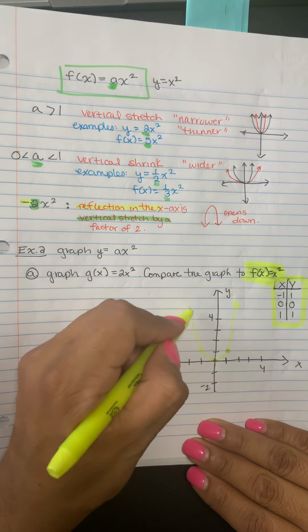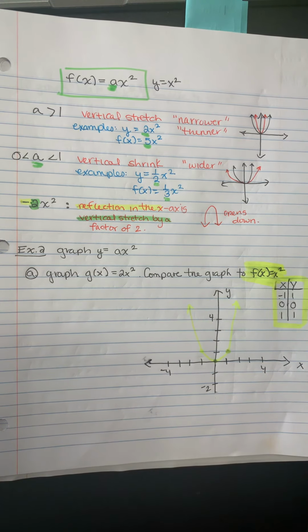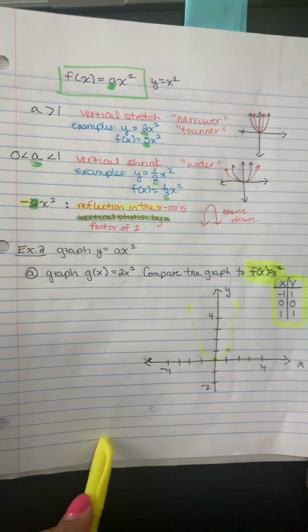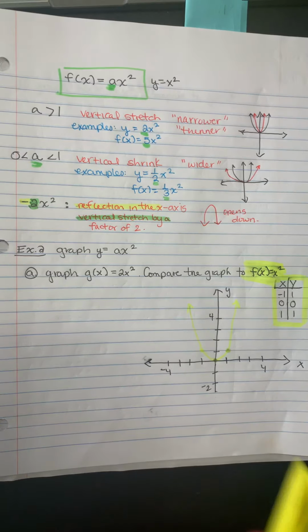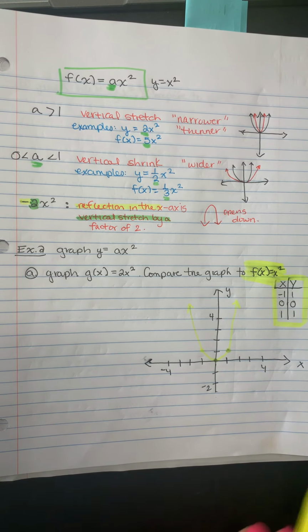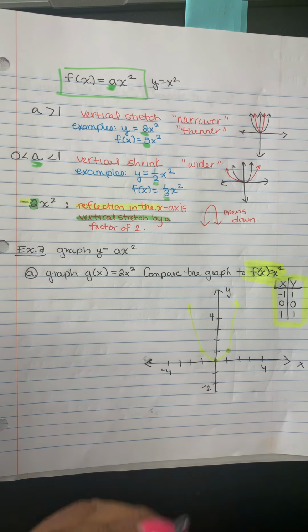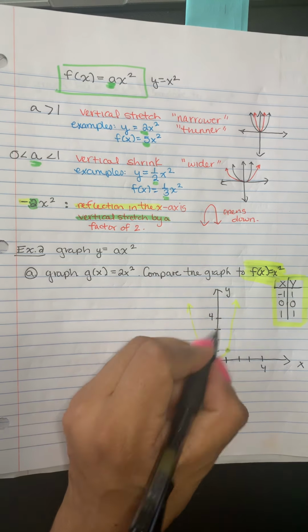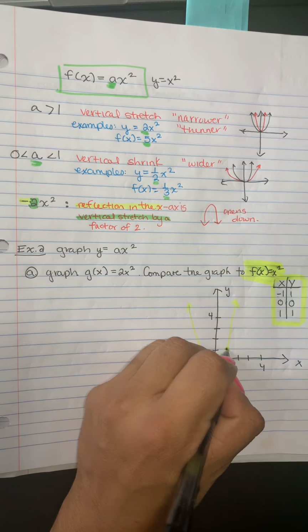It's a U-shaped graph. It's not a V. If you put a V there, students, in your homework or on your notes, you're not going to get full credit. A V is absolute value. A V represents something's absolute value, which I think we're going to get into this year. Can't remember. So please, it's a U-shaped graph.